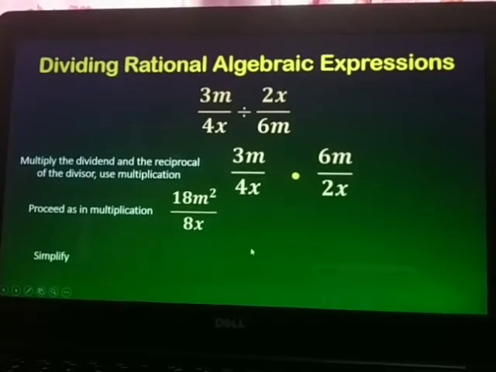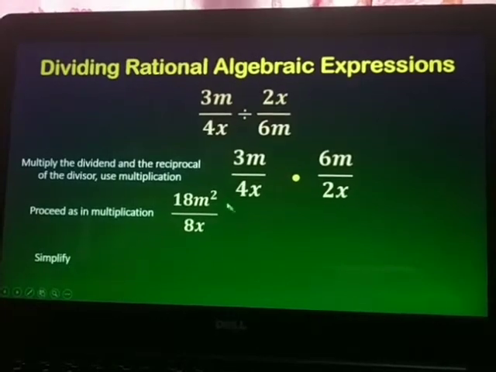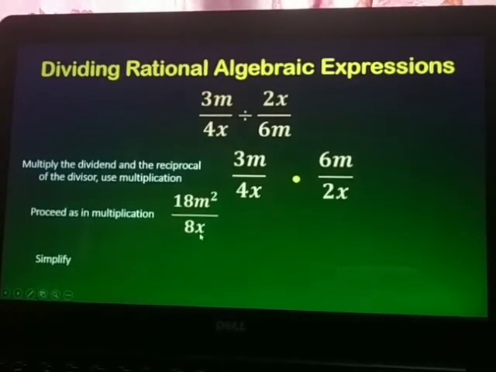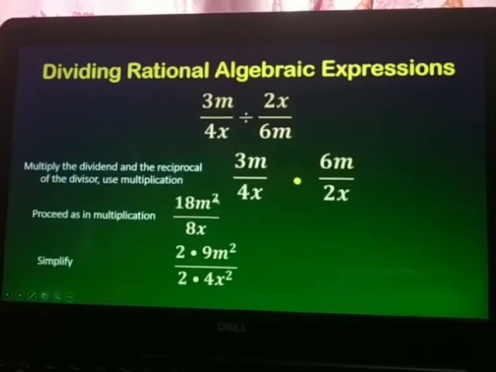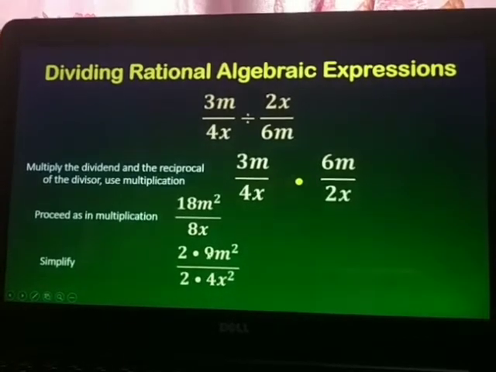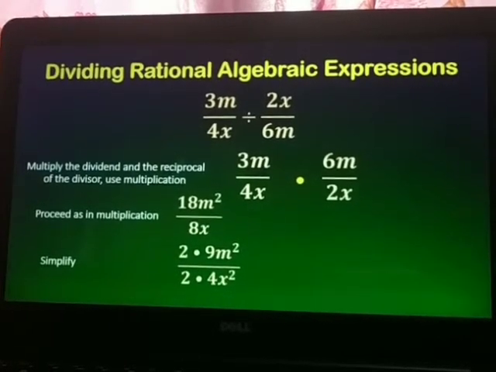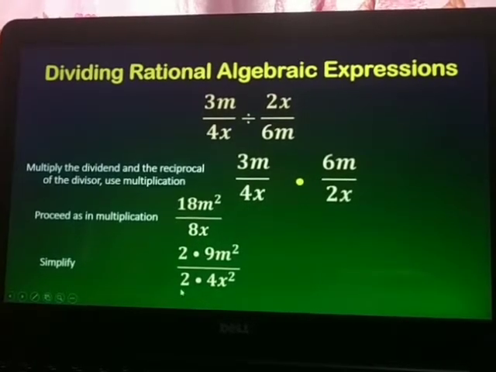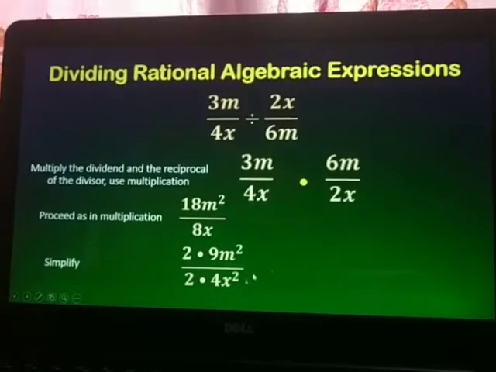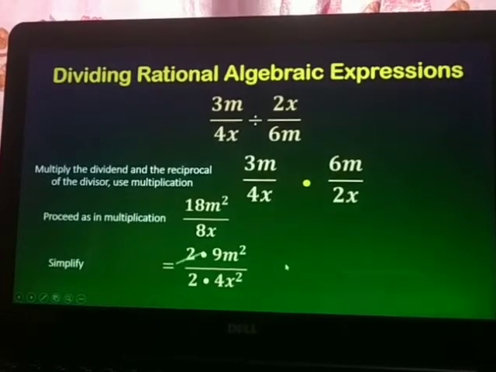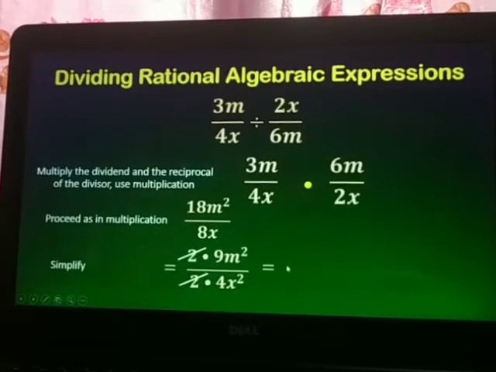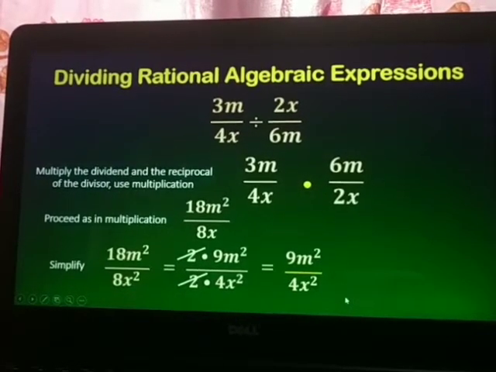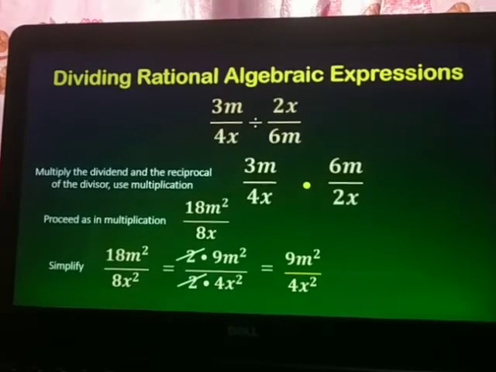And then, the last part is to simplify. Let's factor 18m squared and 8x to simplify it. And this is the simplified form. 2 times 9m squared is your 18m squared using your common monomial factors. And 8x becomes 2 times 4x squared. And so the common factors are 2, and the remaining will become your answers. 9m squared over 4x squared.